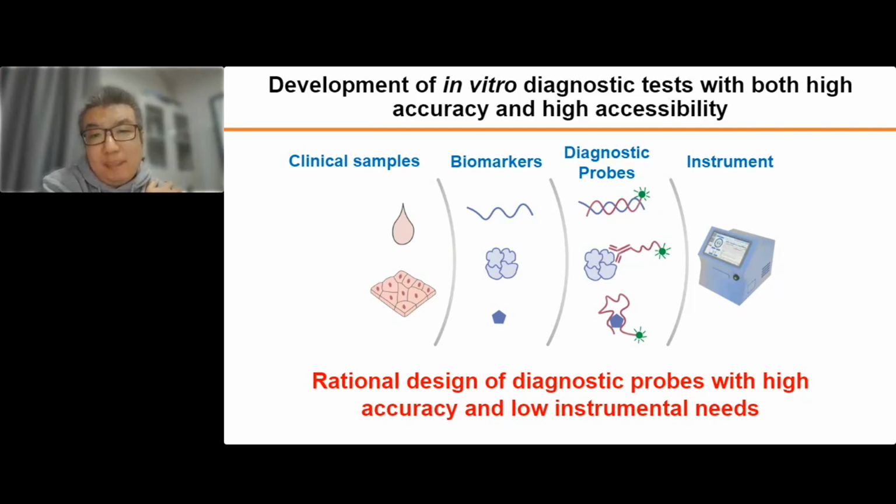So one of the questions is how we can develop in vitro diagnostic tests with high accuracy and high accessibility for point-of-care settings. One of the possible solutions to develop those point-of-care tests with both high accuracy and high accessibility is through the rational design of diagnostic probes with high accuracy and low instrumental needs.